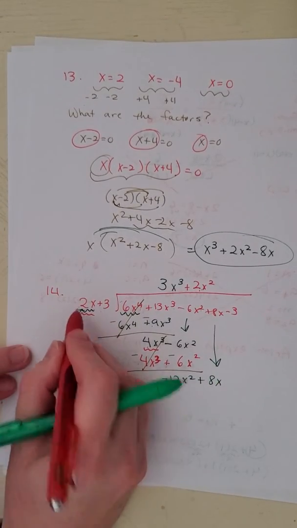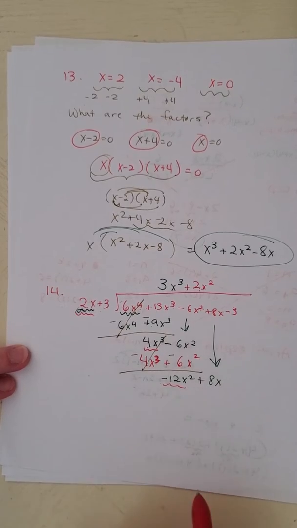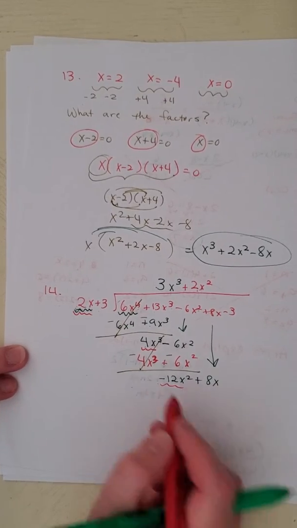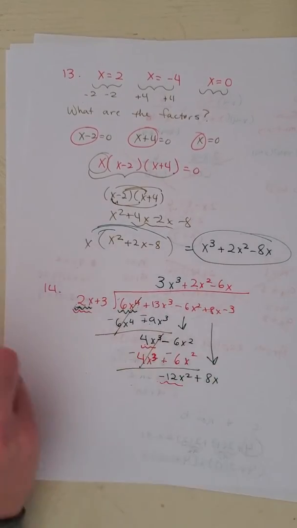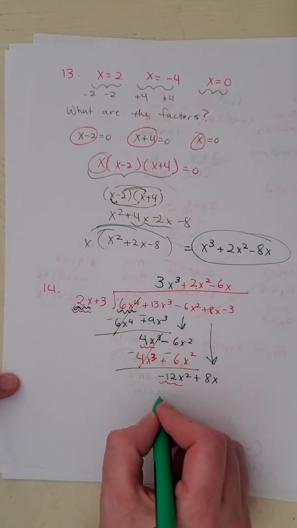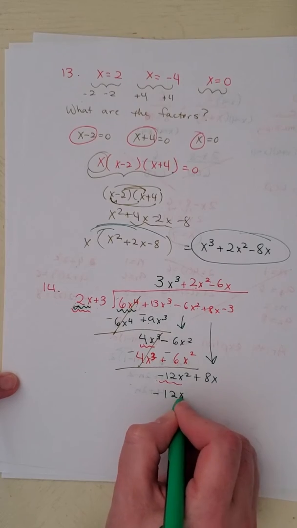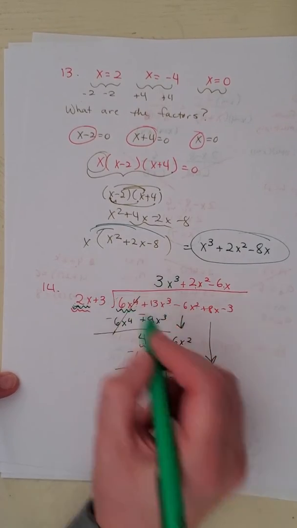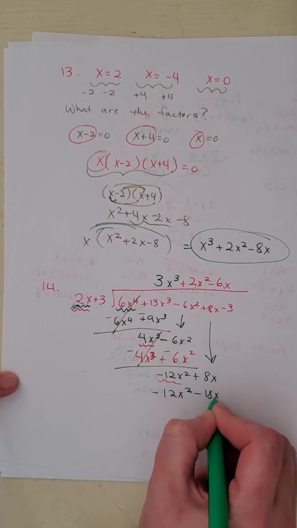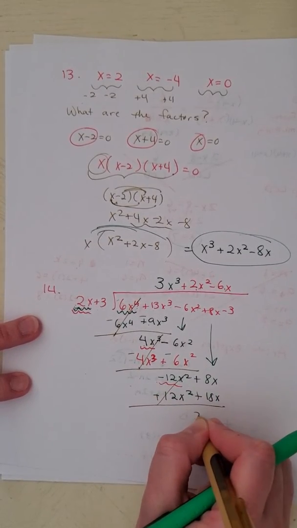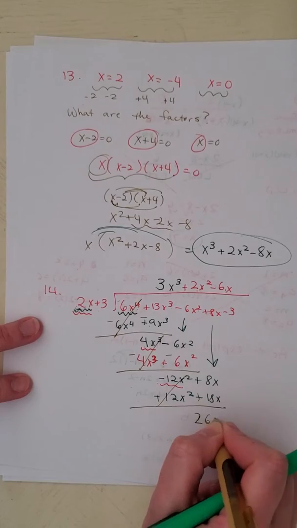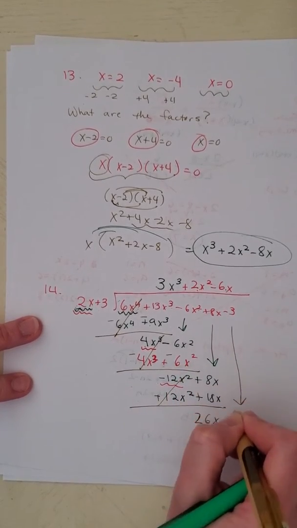And that gives me 2 times what is negative 12x squared, which would be negative 6. And then x times x will give me an x squared. So that'd be negative 12x squared. Multiply here, we get negative 18x. Switch. That's 26x. And bring down your last term of negative 3.